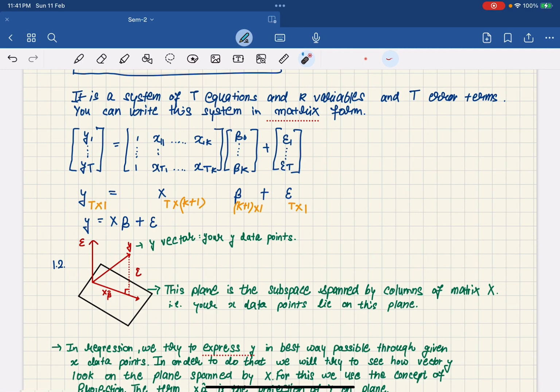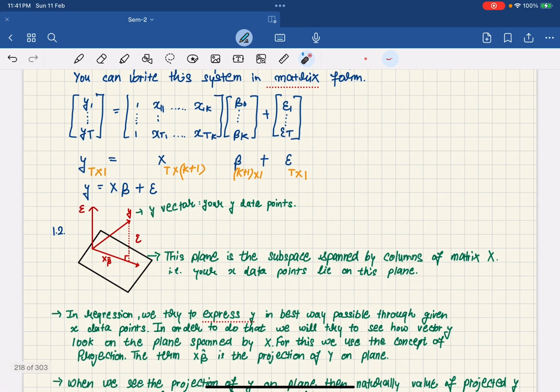Okay, so what we do in the regression, when we do the linear regression and when we estimate the parameters B hat, we try to explain this vector y which is not on this plane spanned by matrix X. This y vector is not on the plane, it is somewhere else. So we try to find out how this vector y will look on this plane spanned by the columns of matrix X.